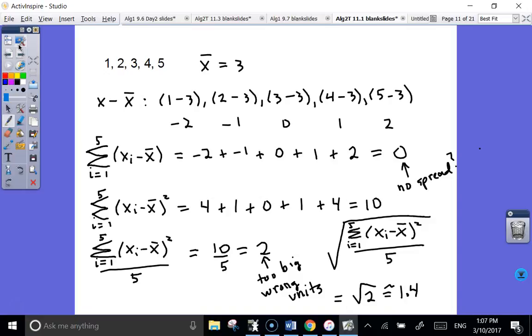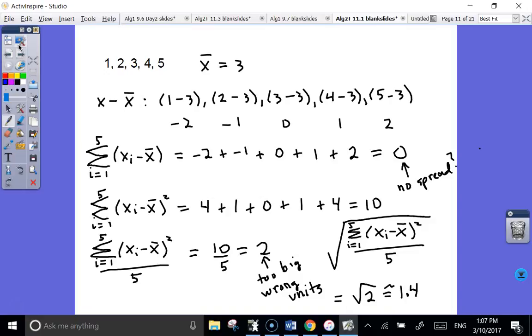So if I want to know how different the data is from the mean, the first most logical thing to do is, well, let's just subtract, right? Let's take x minus x bar, the mean, for the 5 values. And we would get 1 minus 3, which is negative 2, 2 minus 3 is negative 1, 3 minus 3 is 0, 4 minus 3, 5 minus 3. There are the 5 differences between our data values and the mean.